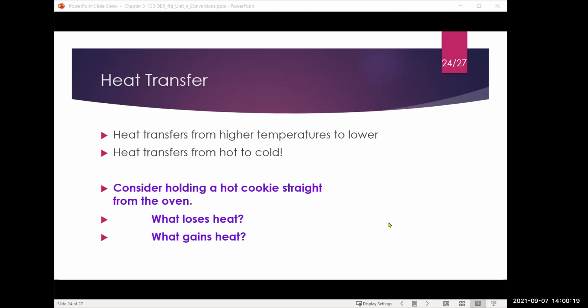Okay, so consider you're holding a cookie straight out of the oven. What is losing heat is the cookie, and what is gaining heat is your hand. Okay, because coming out of the oven, the cookie is a higher temperature state, higher energy state than your hand. So it's going to be a transfer of energy through your hand, and transfer pretty good because it's pretty hot and it'll burn you. Okay, so nature goes from high to low.